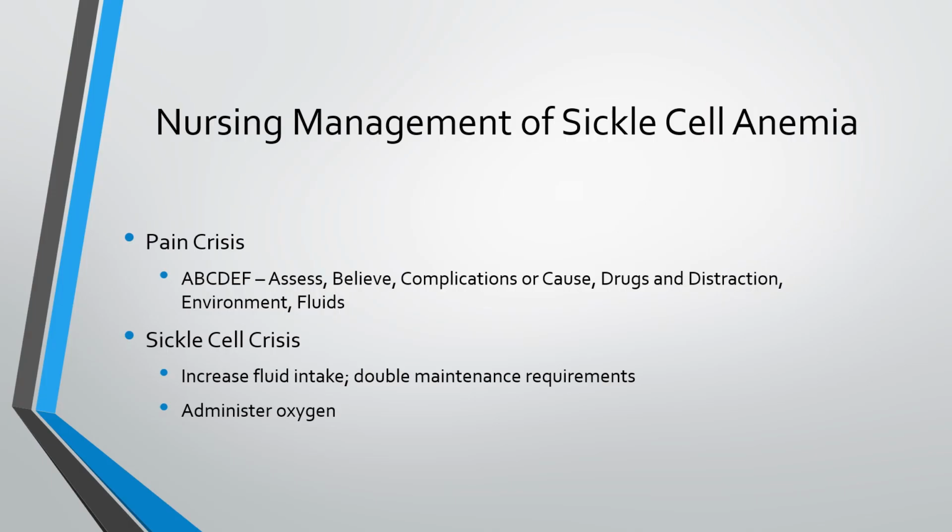So as a recap, increased fluid intake, double maintenance requirement, right? We know what maintenance requirement is with our calculation. We're going to double that maintenance requirement. We're going to administer oxygen, right? Because that's going to help the sickled cells get out. It's going to help refurbish some of the, make some healthier cells, and it's going to prevent necrosis from our tissues from happening.